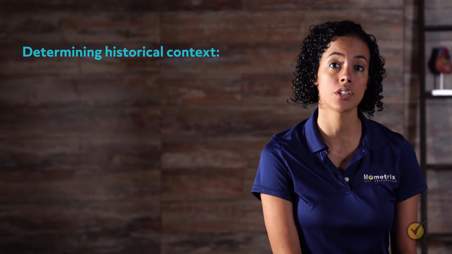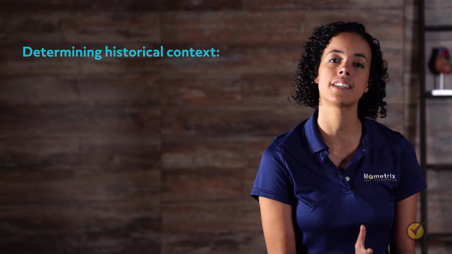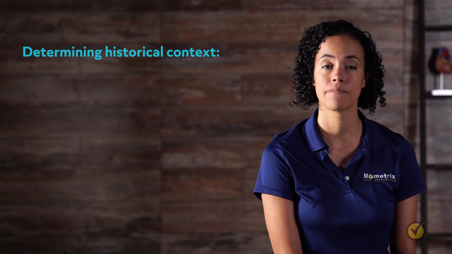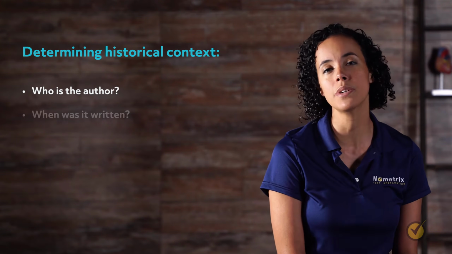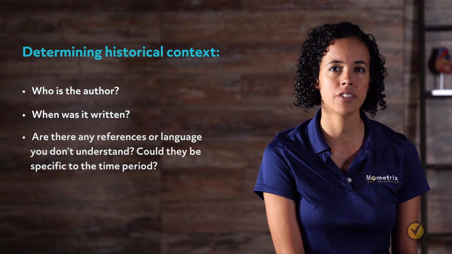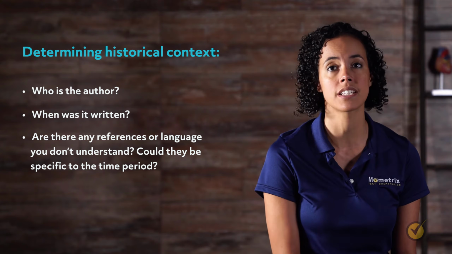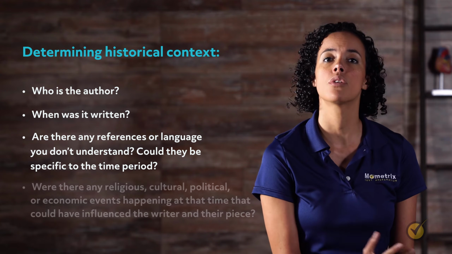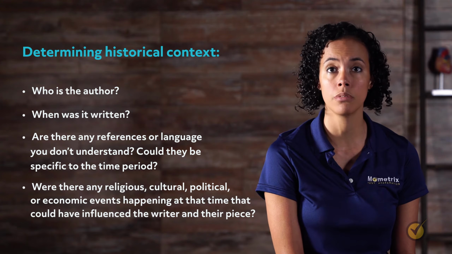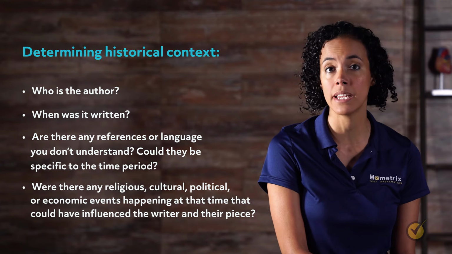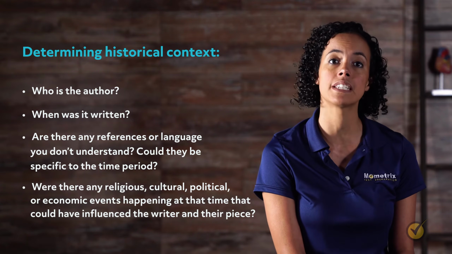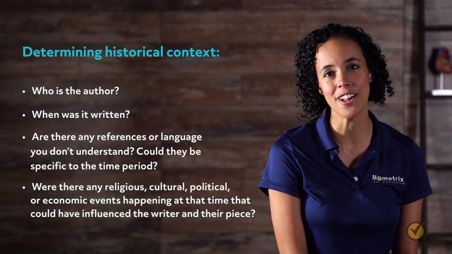Effective ways to consider historical context in writing is to ask the following questions. Who is the author? When was it written? Are there any references or languages you don't understand? Could they be specific to the time period? And were there any religious, cultural, political, or economic events happening at the time that could have influenced the writer and their piece? Let's delve a little further into this by looking at George Orwell's classic, Animal Farm.